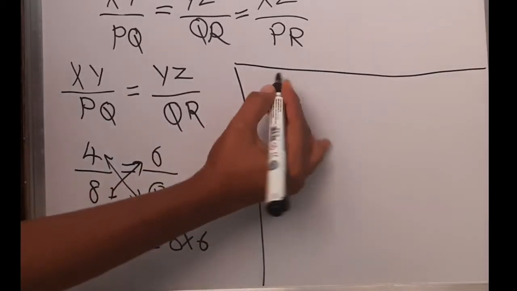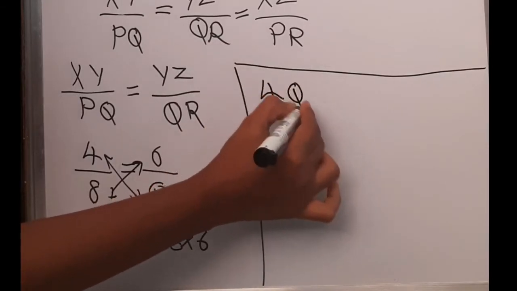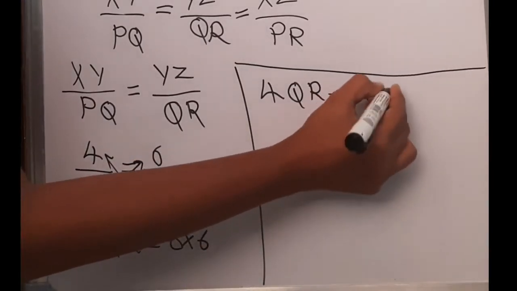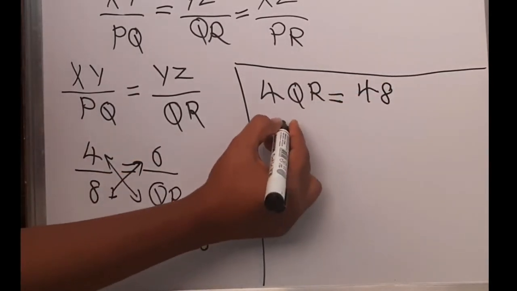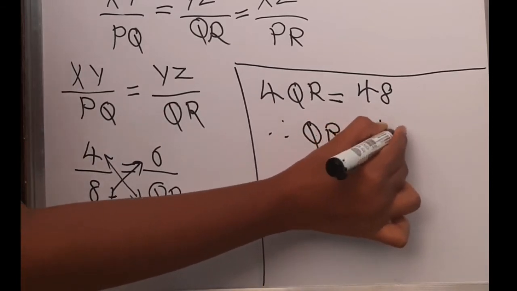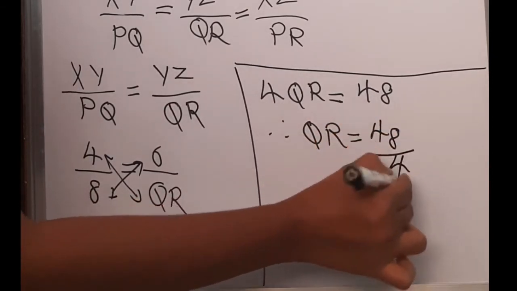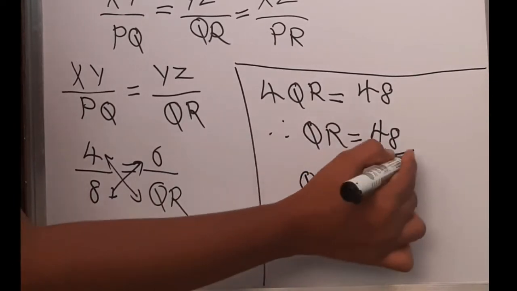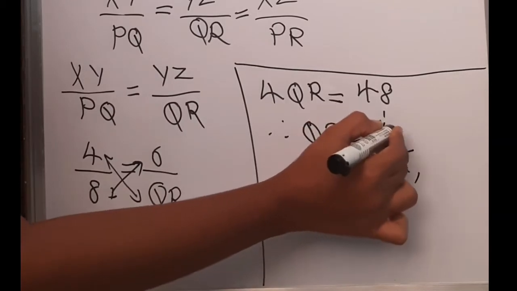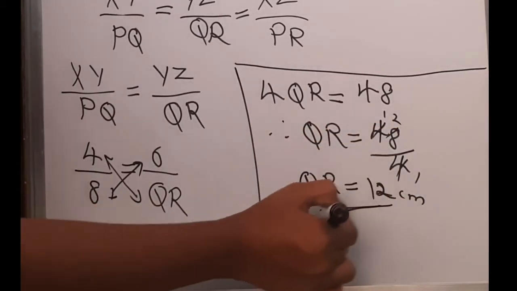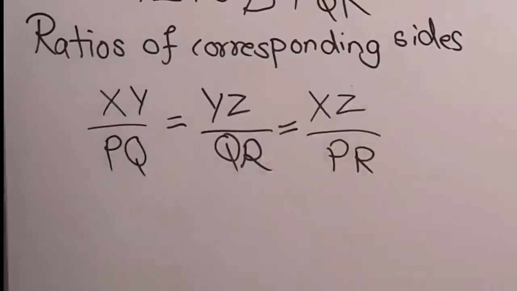4 multiplied by QR is 4QR, is equal to 8 multiplied by 6, 8 sixes are 48. Therefore QR is equal to 48 upon 4. QR is equal to, 4 ones are 4, 4 threes are 12 centimeter. So QR is equal to 12 centimeter.